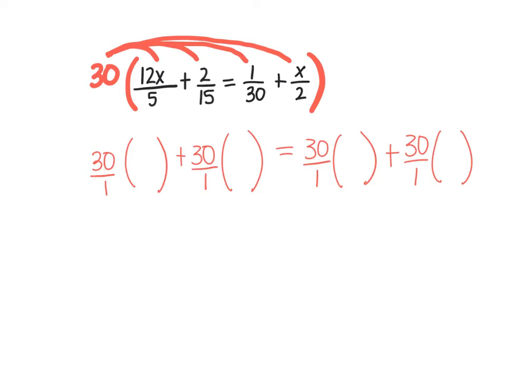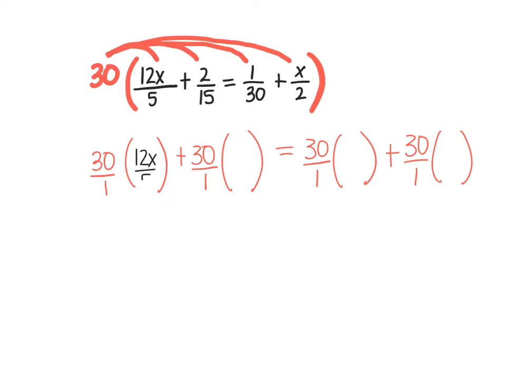All right, so what I've got here is kind of a template for this idea that I'm going to take 30 and multiply each of the terms of the equation by it. So I'm going to show the 30 being multiplied by the 12x over 5.